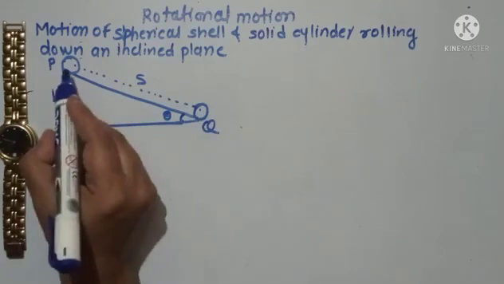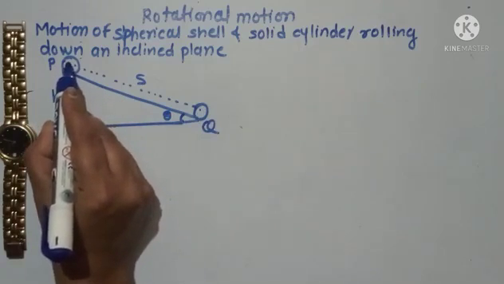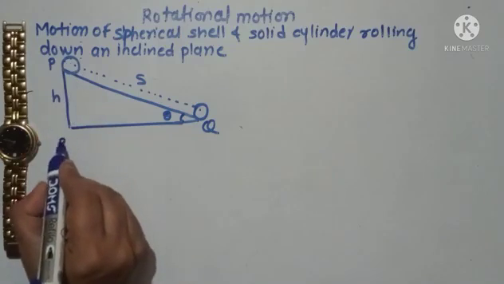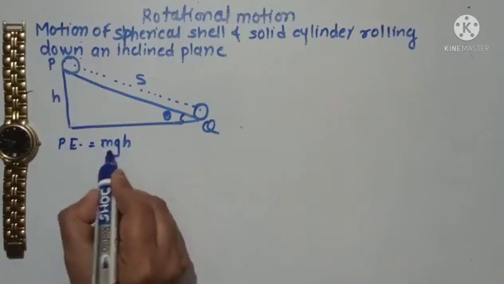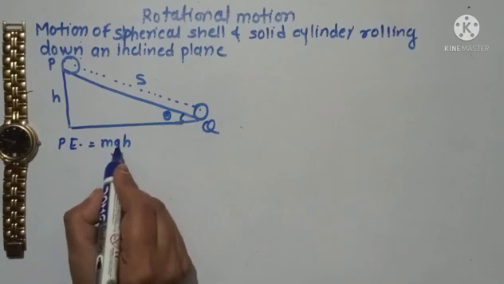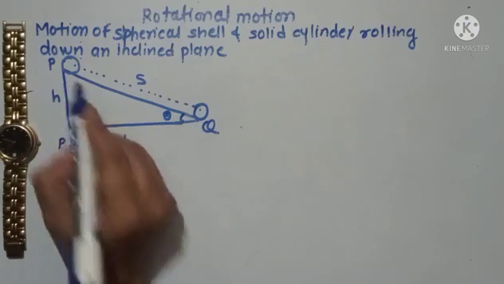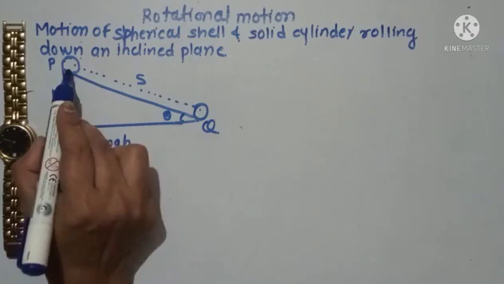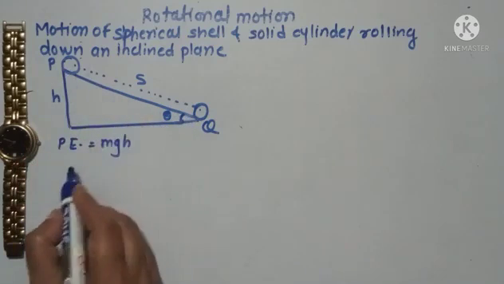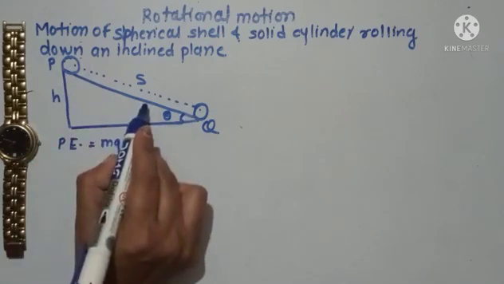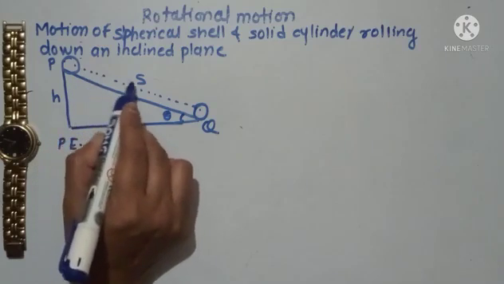Now when this sphere or the cylinder is at rest at point P, then its potential energy is given by mgh, where m is the mass of the body, g is the acceleration due to gravity, and h is the height from the earth's surface. Now when this body rolls down this inclined plane, then it will follow translational motion, and along with that it will go through rotational motion.